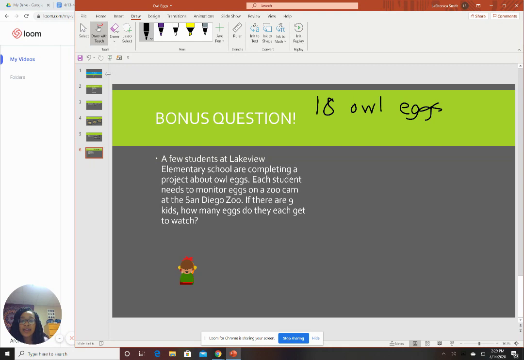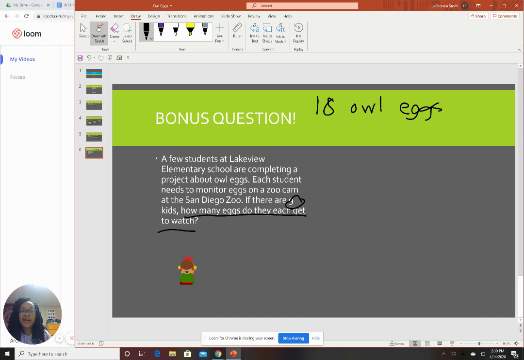So I think looking at this, a lot of this is kind of like just background information that we don't really need to know. So Lakeview Elementary School, that's not very important, but they are completing a project. Each student needs to monitor eggs on a zoo cam at the San Diego Zoo. If there are 9 kids, okay, that's important, so I'm going to circle that, 9 kids. How many eggs do they each get? How many eggs do they each get to watch?